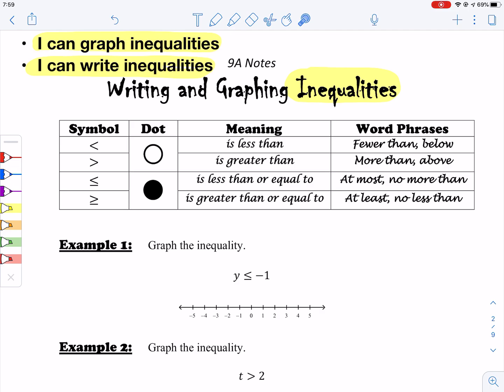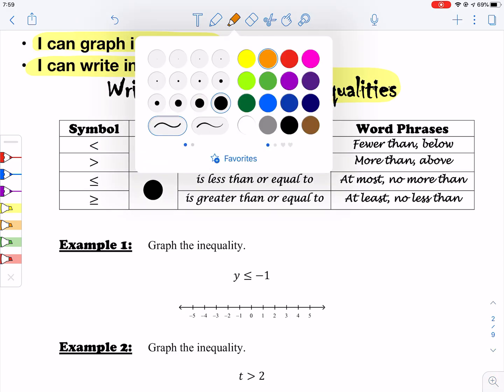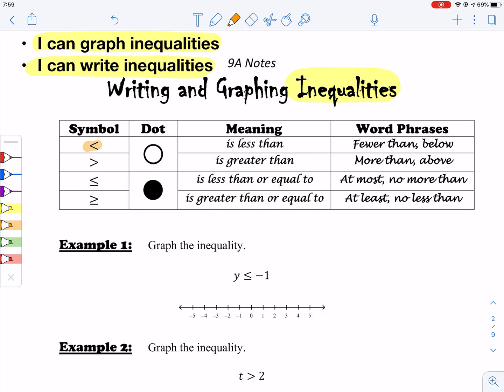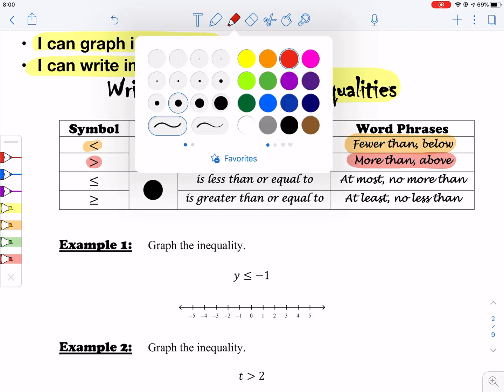A couple key phrases that we use to represent these inequalities are also included. For this first one, you have less than, and if you're talking about less than something, typically they will say fewer than, or if it's below something. If I say the temperature's below 40 degrees, then you would know that it's less than. Another symbol we see is greater than. Anytime it's greater than, they would say more than, or they might say the temperature is above 30 degrees, and then you know it was greater than.